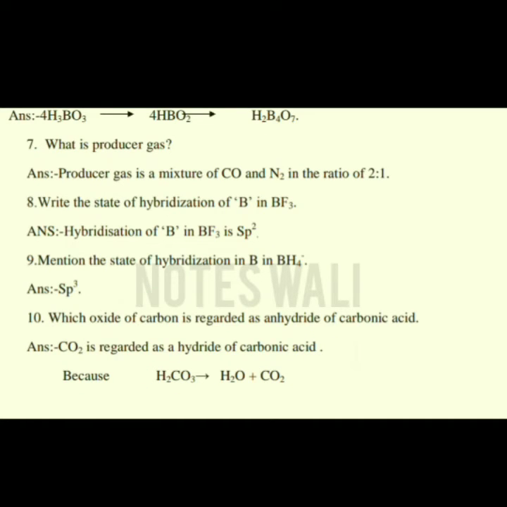And I have told you the shortcut to find the hybridization of any element by 2 shortcut methods in chapter number 4, chemical bonding. You have to go there and learn how to find out the state of hybridization for any element. So you have to find the hybridization state of B in BF3 and in BH4 negative.